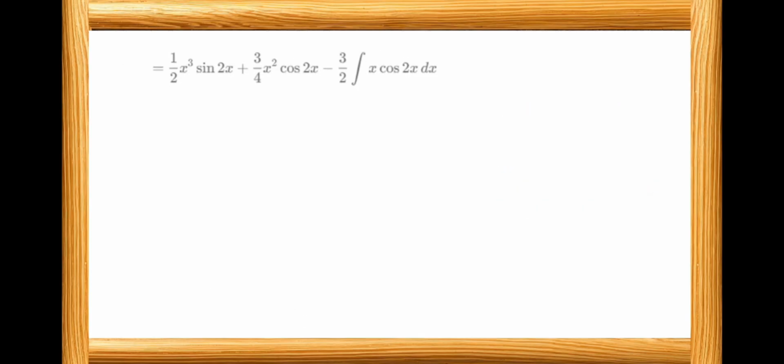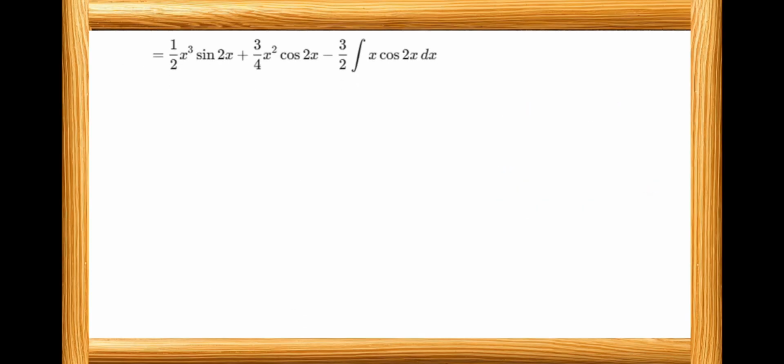In step 10, we are going to distribute negative 3/2 to both terms inside the bracket. This is where the sign changes, and by applying the constant multiple rule, we move the constant negative 3/2 outside the integral, leaving us with the integral of x cosine of 2x dx to work with. We have 1/2 x cubed sine 2x plus 3/4 x squared cosine 2x minus 3/2 integral of x cosine 2x dx.